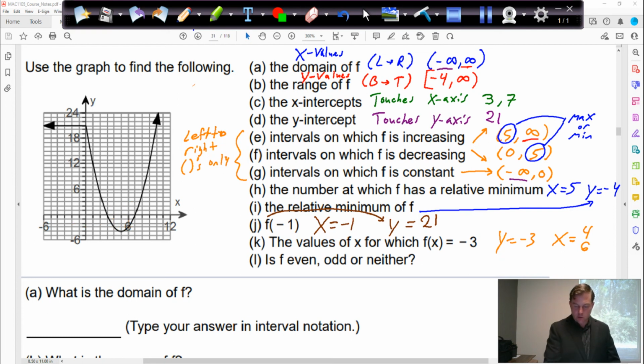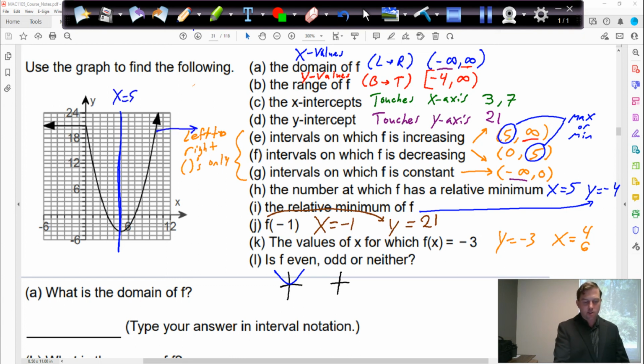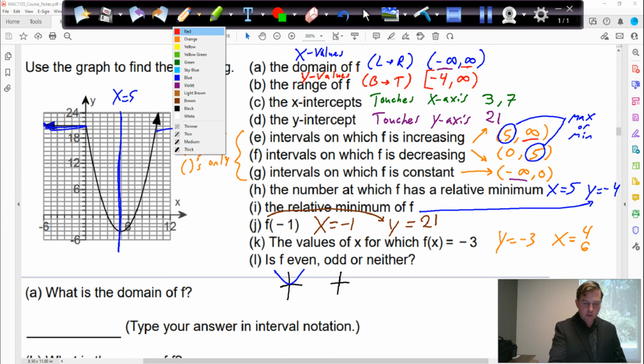Okay, the last one is f even, odd, or neither. For it to be even, the graph would have to be symmetric about the y-axis. Now if you look at this one, it kind of has that hump feature, but that would be symmetric not about the y-axis, it would be symmetric about this line, x equals 5. But it still wouldn't be symmetric because you'd have to have a line going like this to match this one over here. So it is not y-axis symmetric.